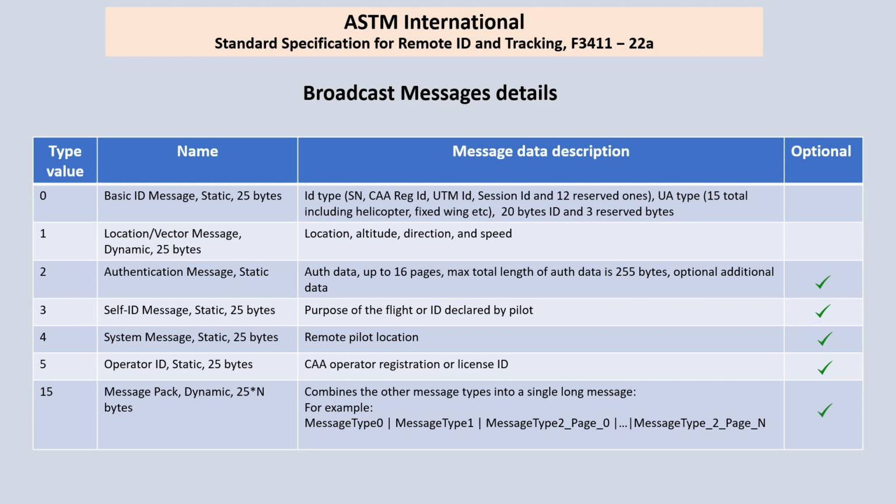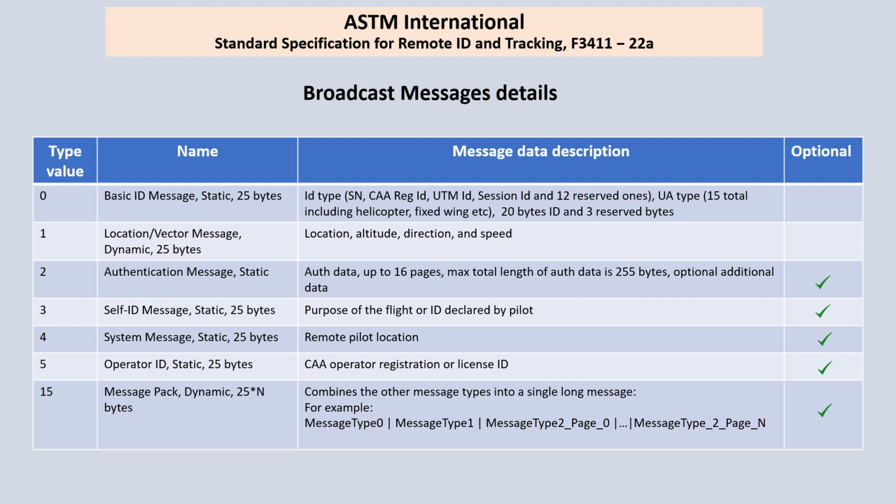Message type 2 is set for the authentication message. This is a static message. Here is the problem: the authentication message can keep a message signature, and different standards have different lengths of message signature.